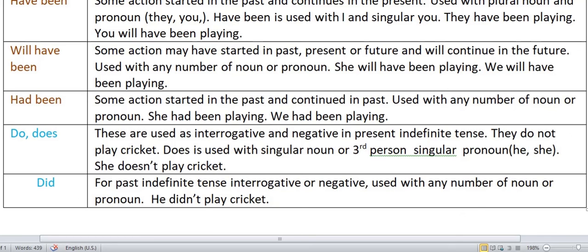They do not play cricket. Do is used with plural, like they do not play cricket, and does is used with a singular noun or third person singular pronoun like he, she. She doesn't play cricket. Similarly, we have did. Did is used in the past indefinite tense as an interrogative and negative, and it is used with any number of noun or pronoun, like he didn't play cricket. So this is all about helping verbs.